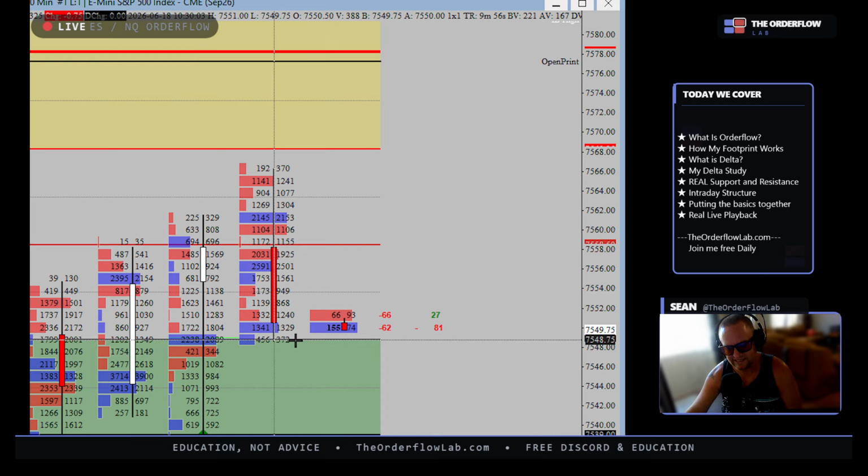Okay, so the next step is, what is this red and blue and stuff like this that's going on my chart? What are these numbers that are on the right side of my chart? And that's going to bring me to my next topic. Next topic here, okay, is what is delta? Okay, what is delta?